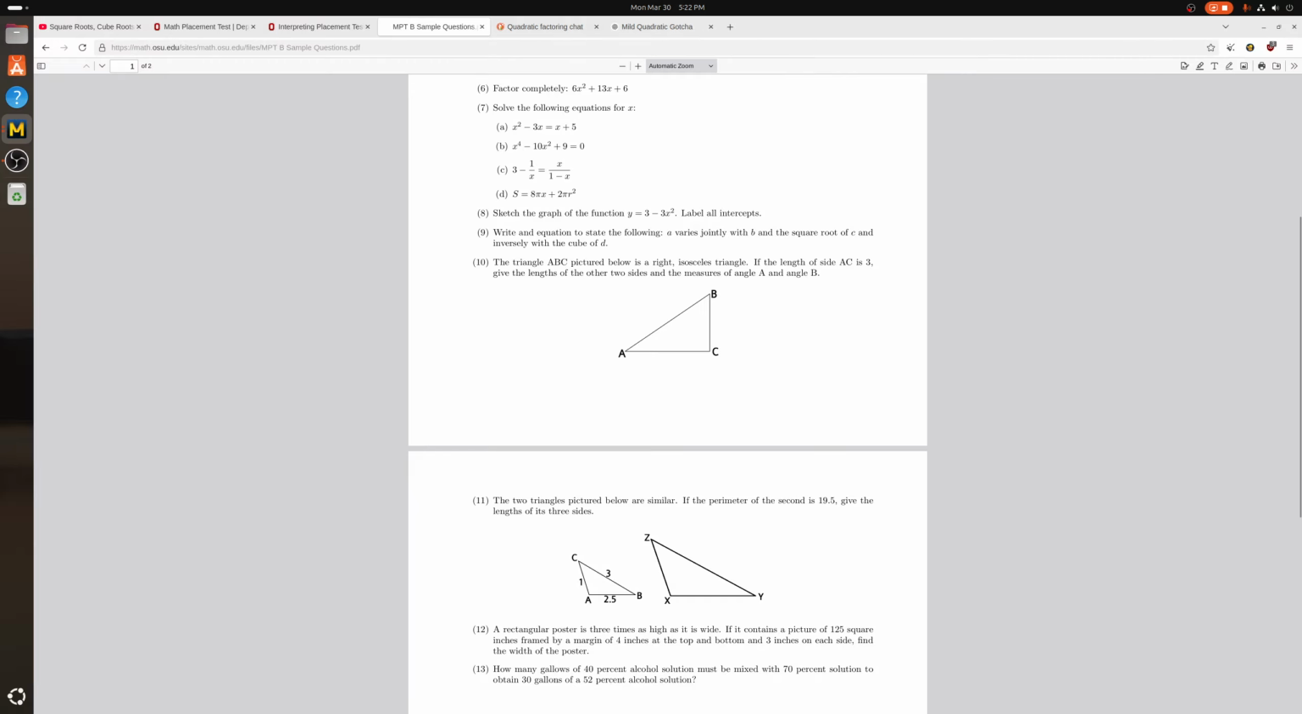Okay. And then we get this. What? Triangle ABC pictured below is a right isosceles triangle. The length of side AC is 3. Find the lengths of the other two sides, and the measure of angle A and angle B. AC is 3. AC is 3.